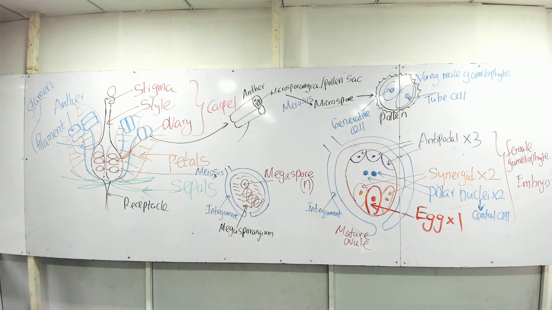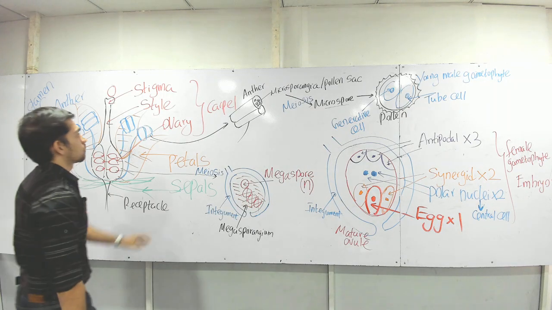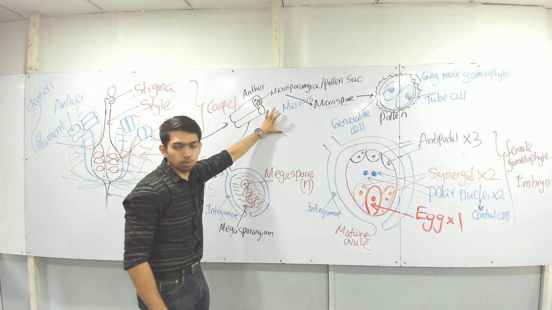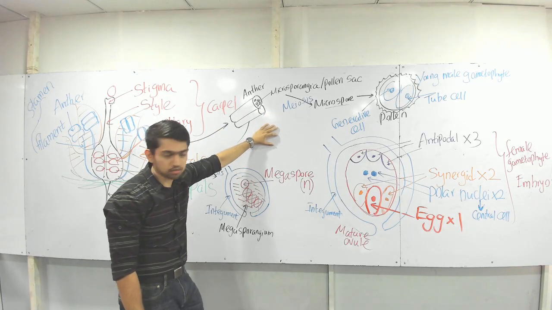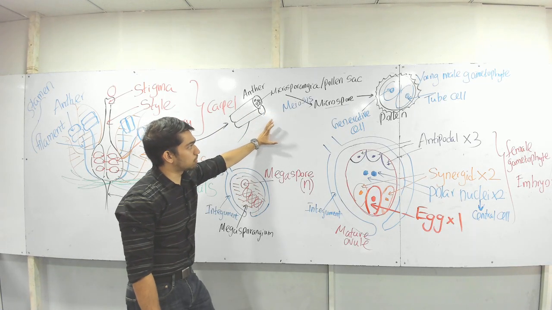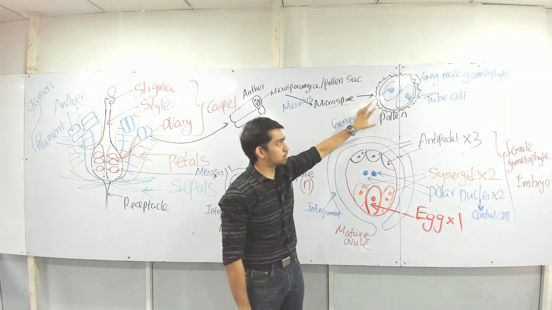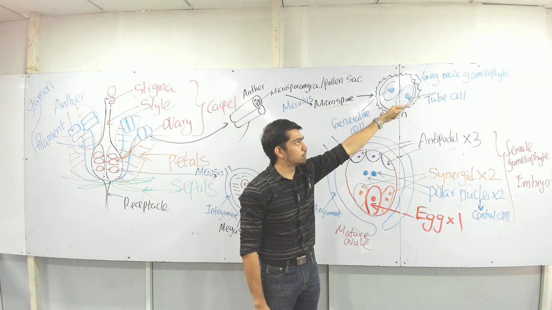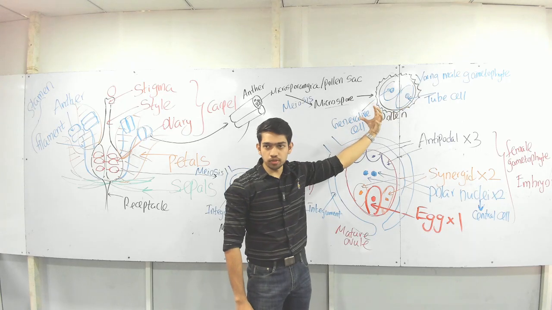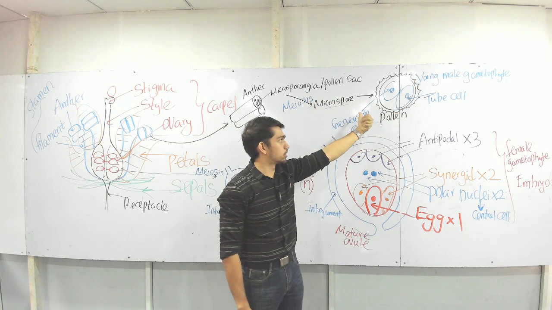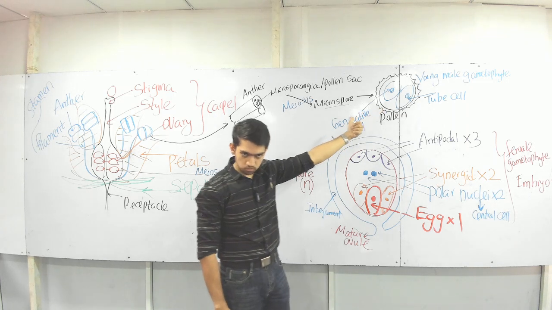So if I explain again, on the male side, what's going to happen? The male anther has microsporangia called pollen sacs. In the pollen sacs, meiosis is going to happen and produce microspores. Microspores are going to germinate into the male gametophyte within the pollen sacs. They have two cells, the generative cell and the tube cell.